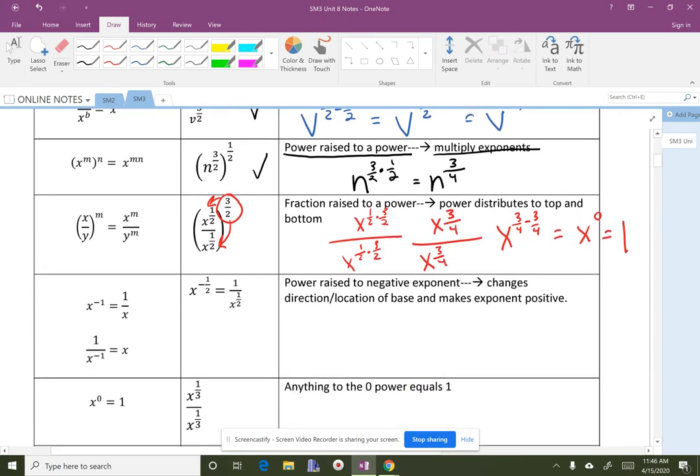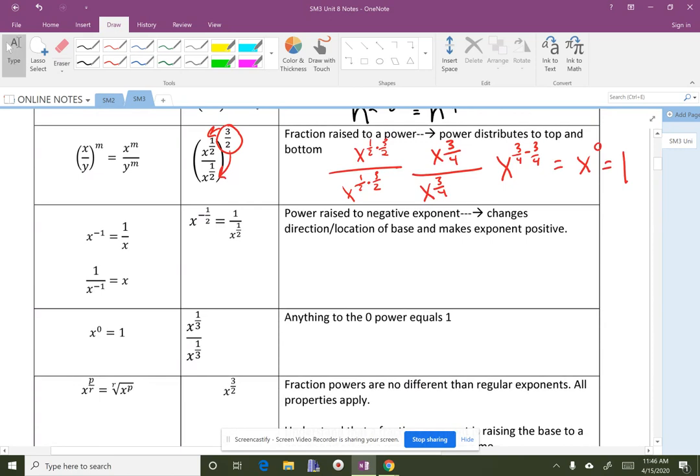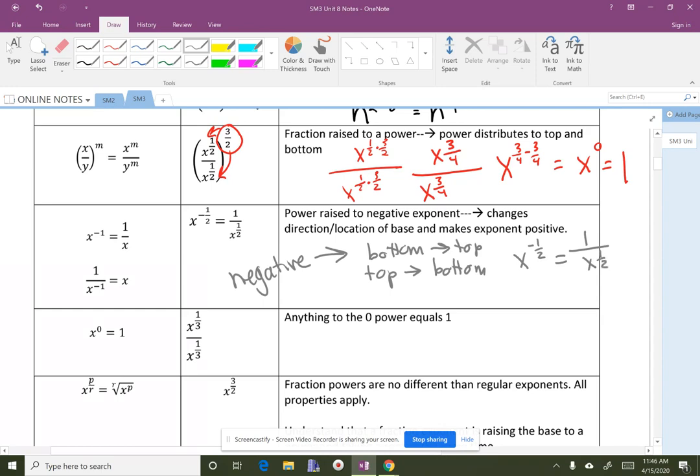Okay. The next rule that should be familiar is negative exponents. Okay. Negative exponents change location. So if it's negative on bottom, it moves to the top. And if it's negative on top, it moves to the bottom. Okay, so for the example that they have, if you have x to the -1/2, that's the same thing as 1 over x to the 1/2. And if you have like 1 over x to the -7, that's the same thing as x to the 7th power on top.